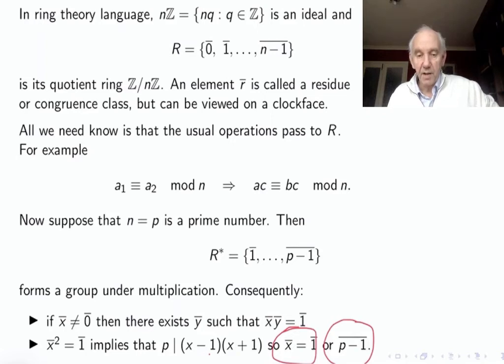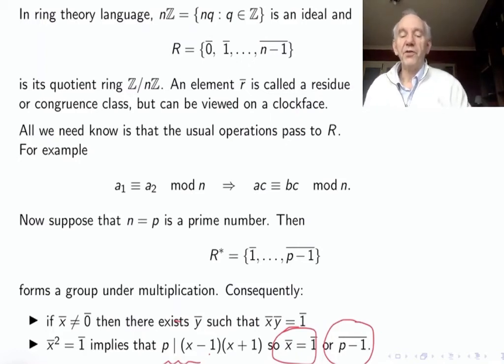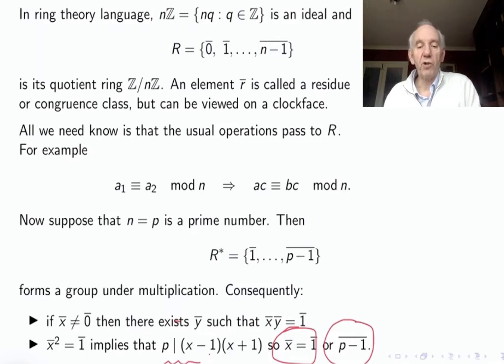saying that p divides x squared minus 1, or x minus 1 times x plus 1, and if p divides the product of two numbers, we know it divides one or the other. So that gives us this dichotomy, either x is 1 or minus 1 modulo p, and that's like it is in ordinary arithmetic. Okay, but that requires the fact that p be a prime number.